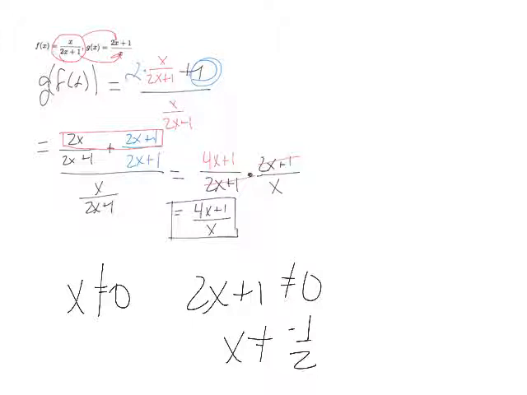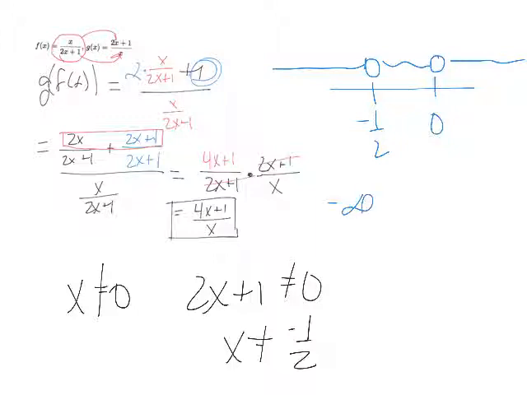Okay? And so ultimately then, if we do a little number line, I'll do it over here. We've got our 0 here, we got a negative 1/2 here. We're not allowed to be 0, we're not allowed to be negative 1/2, but we can be everything in between, and everything on either side. So when you go to write this, it's going to be negative infinity to negative 1/2, union negative 1/2 to 0, union 0 to infinity.